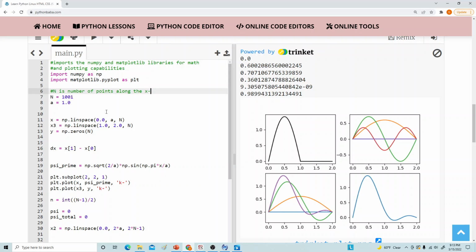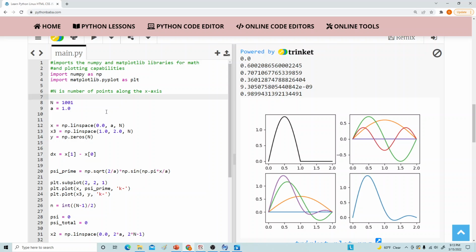along the x-axis, and we have set the width of the well to 1. All right. So, if you remember, x is the width of the original well, which was from 0 to 1, or from 0 to a.